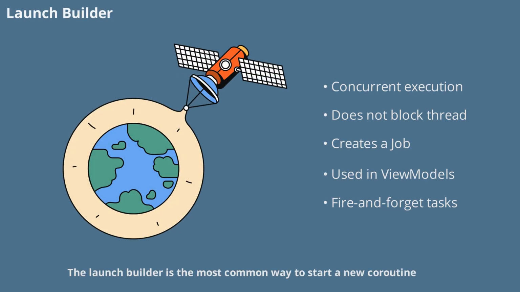Launch builder is the most common way to start a new coroutine. It launches a coroutine concurrently without blocking the current thread. Launch is ideal for tasks where you don't need a return value, such as updating UI or performing background operations. It creates a job representing the coroutine, which can be managed or canceled as needed. Launch is frequently used in ViewModels to bridge non-suspending code with suspending functions, enabling seamless integration.